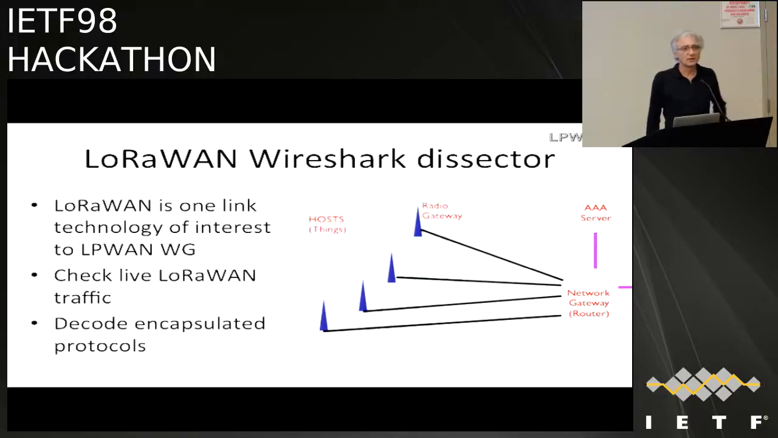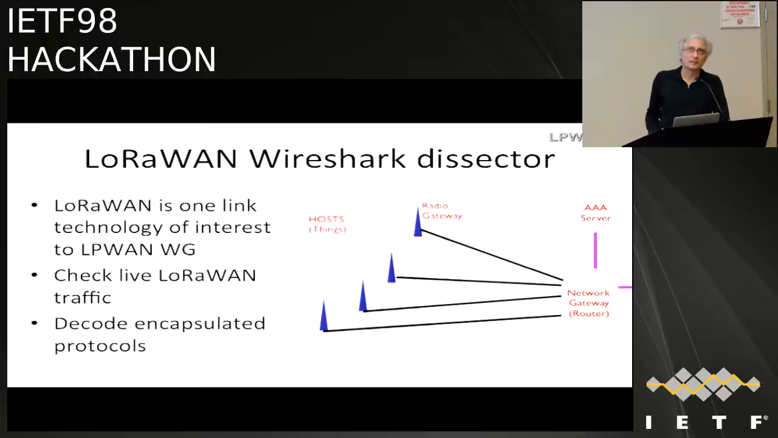LoRaWAN is one of the link layer technologies that the new working group LP1 is interested in. This is a very constrained radio transmission technology with payloads that are just a few dozen bytes and extremely slow transmission, even more constrained than what 6LoWPAN and 6Lo were interested in. So this justified the creation of a new working group.